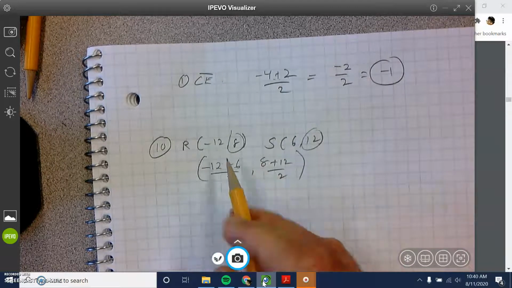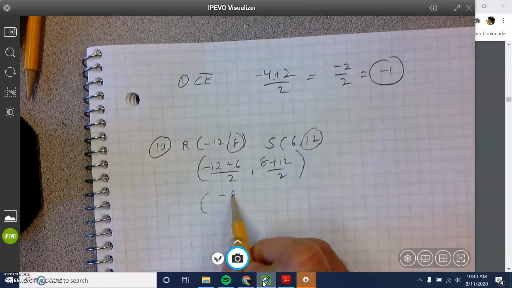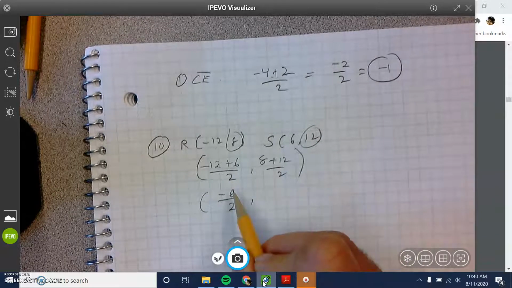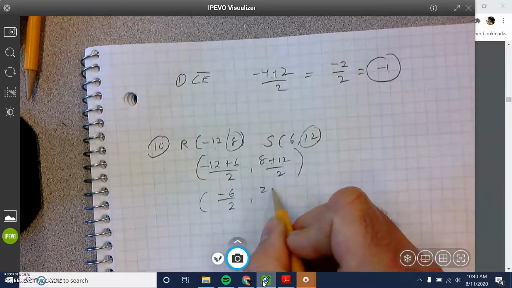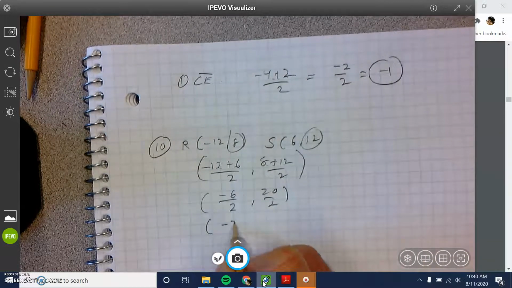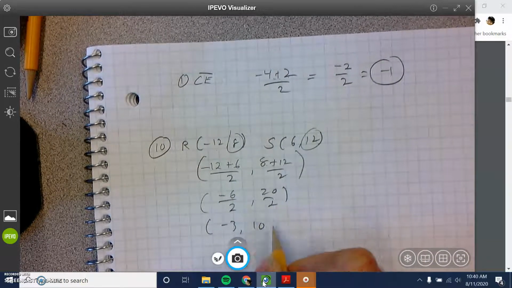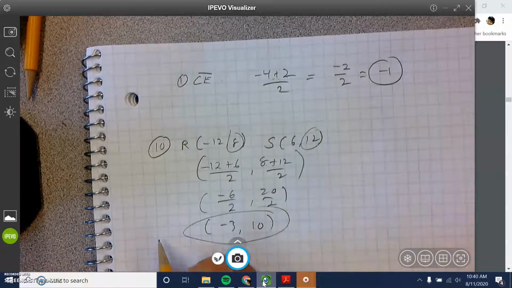Negative 12 plus 6 is negative 6 over 2. I can keep simplifying if I want. I'll just do it step by step. 8 plus 12 is 20. So I got negative 3 and 10. This is the midpoint.